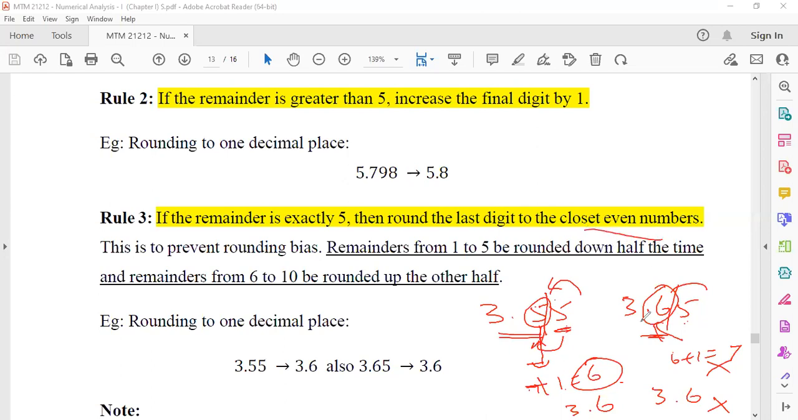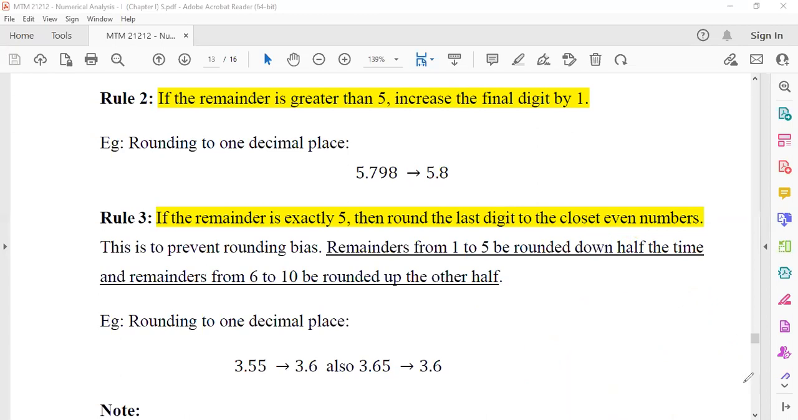In any way, you can understand this one. If you can get an even number by adding 1, you add that one. If you would get an odd number, you keep it as it is, 3.6. That's the idea, similar to our school level ideas. No worries.